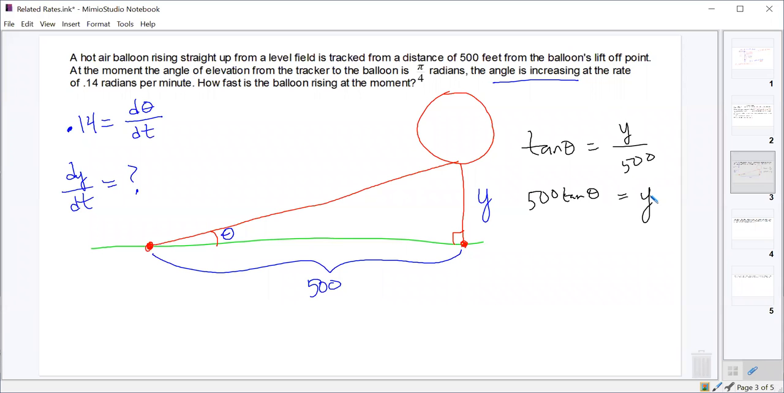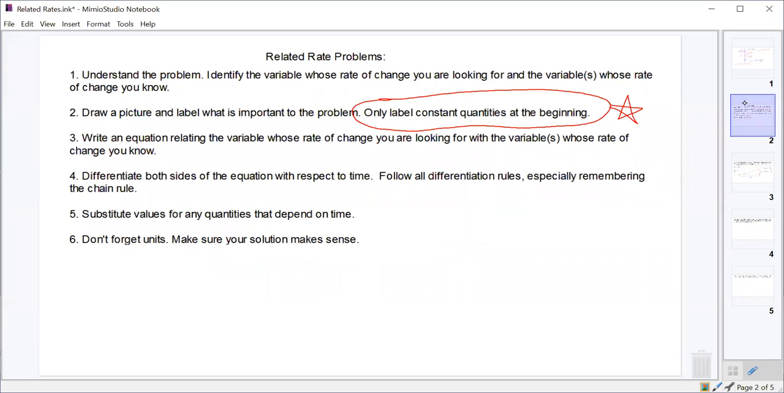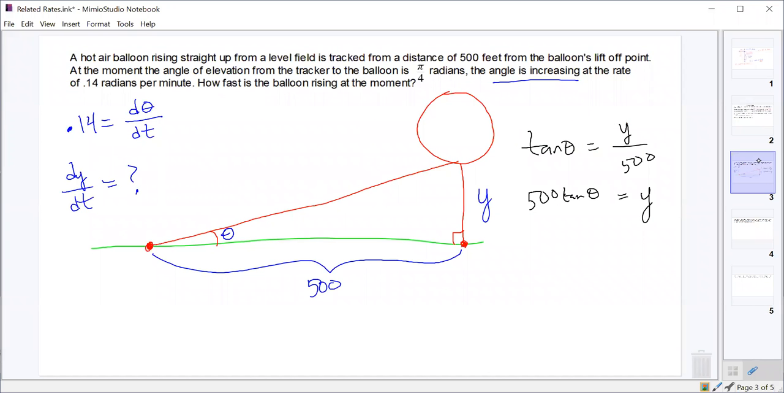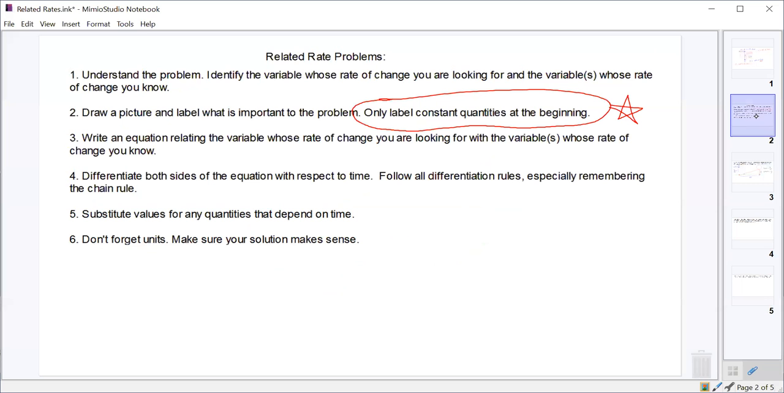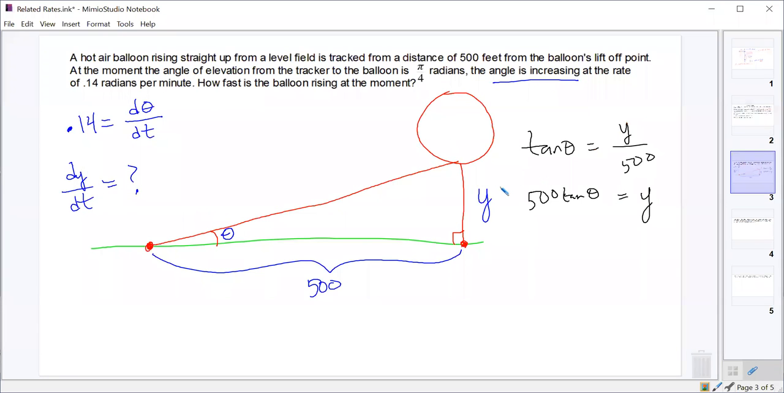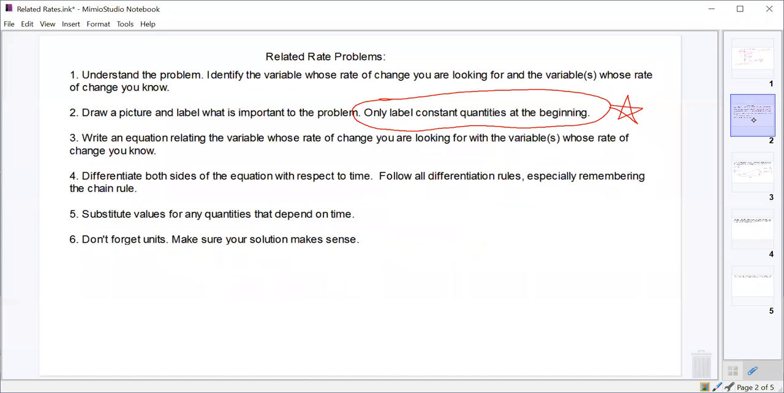And so now let's look at our steps. We've understood the problem. We know which variable's rate of change we were looking for, and which variable's rate of change we knew. We labeled those. We're looking for dy dt. We knew d theta dt. Then we drew a picture and labeled what was important. We only labeled our constant quantities at the beginning, and then we put in variables for other things that were changing. It's okay to put in variables for things that are changing. Then we wrote an equation relating our variable to the variable we knew.